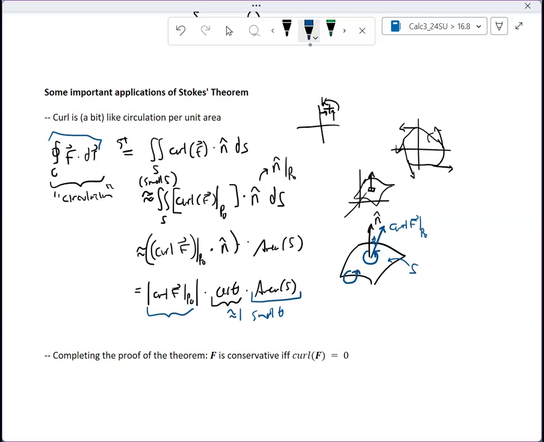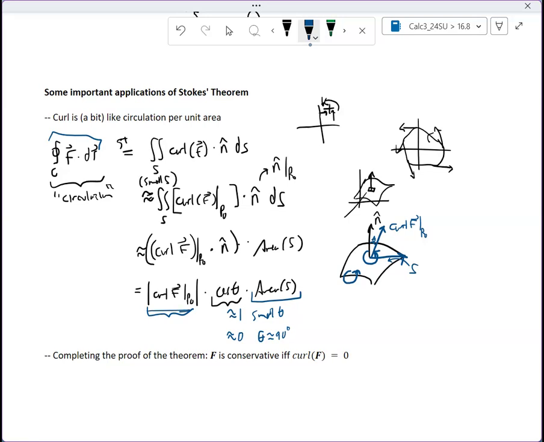If it was either tending not to rotate at all around here, or if the rotation was perpendicular to my surface, to my normal to my surface, well, then my curl and my normal to the surface are going to be close to perpendicular. My cosine is going to be near 0. And then my circulation is close to 0.